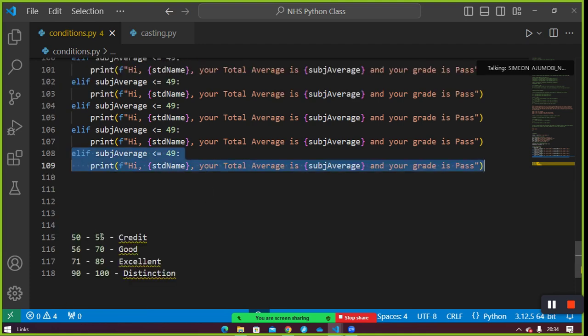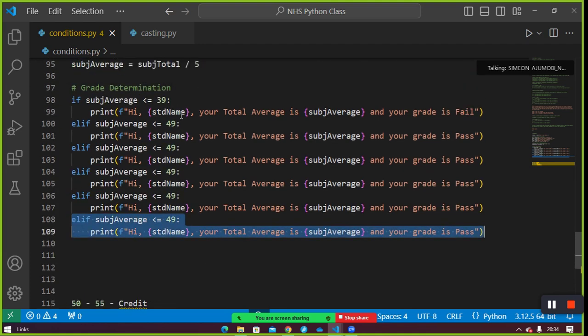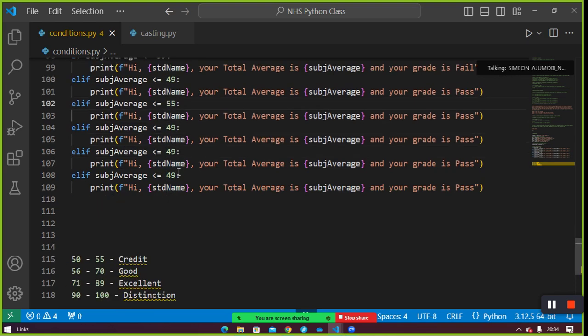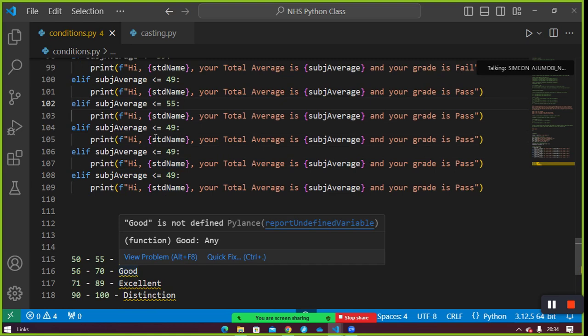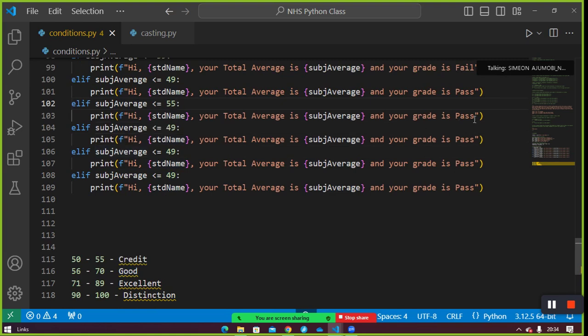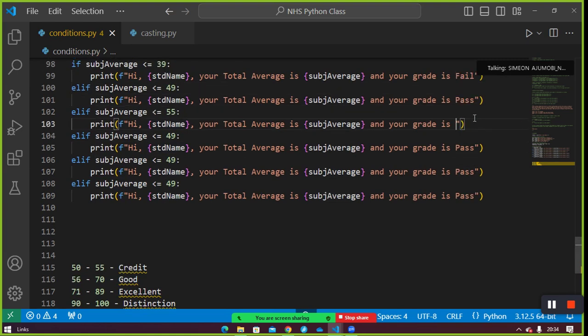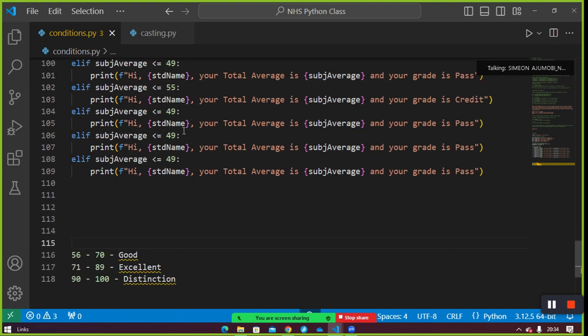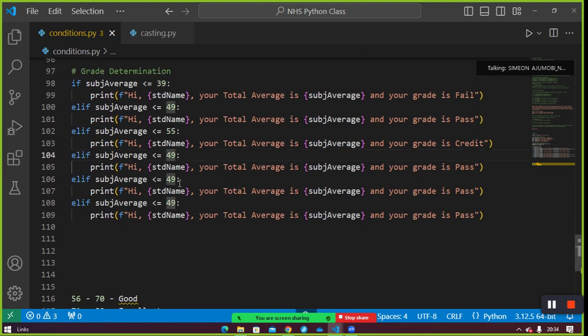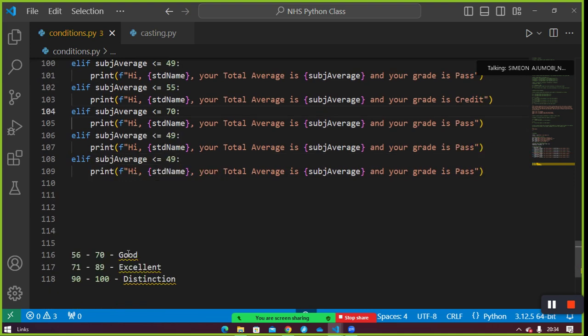The first one is 55. That should be 55 here. And what is the credit? Student name, your total average is this, and your grade is credit. Yes, credit. Your grade is credit. Now we are done with credit. Now 70 is after 55. Okay, and then what is 70? 70 is good.